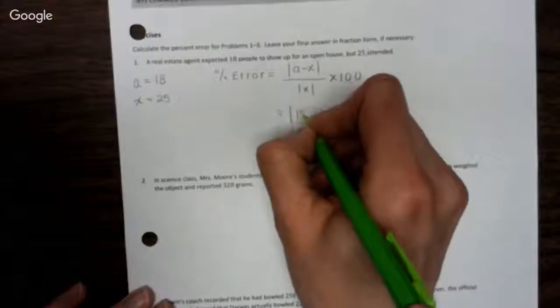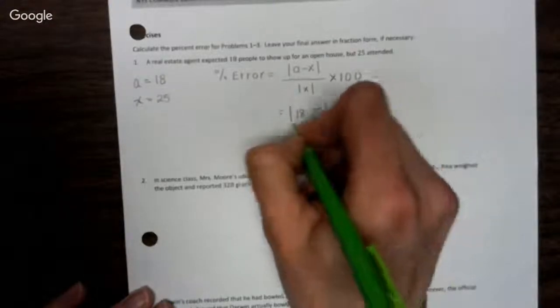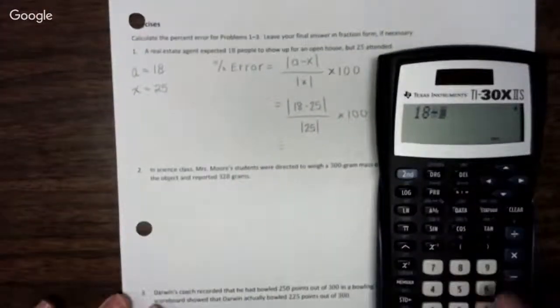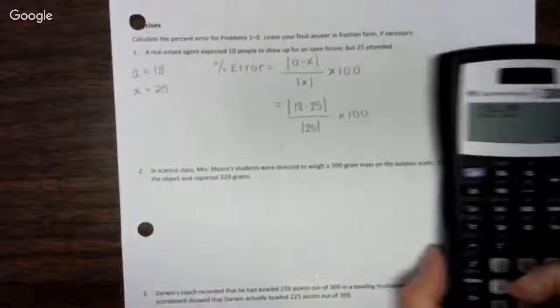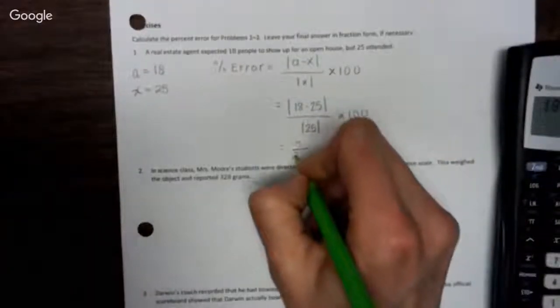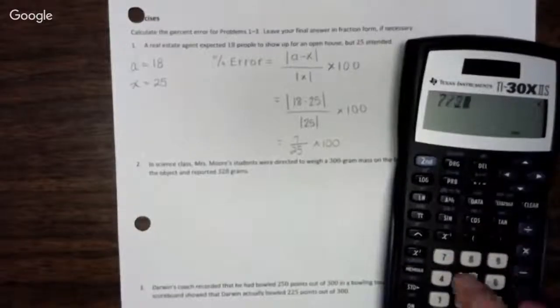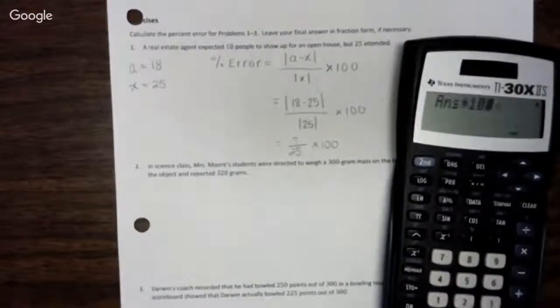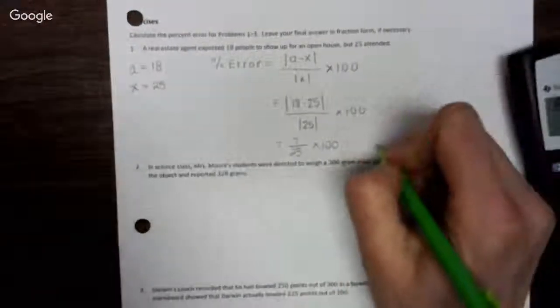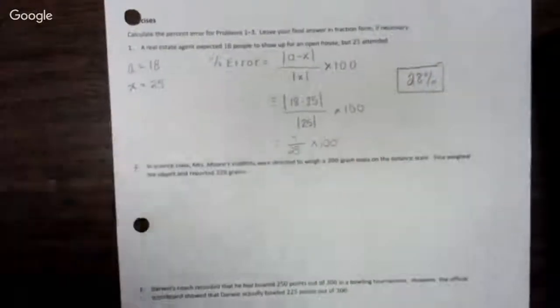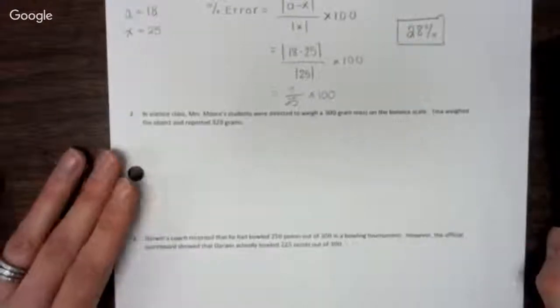So we have 18 minus 25 on the top over the absolute value of 25 times 100. So take your calculator. 18 minus 25 is negative 7, but the absolute value of negative 7 is 7. We're going to do 7 divided by 25 times 100 gives us 28% error. Now that's a pretty big error. 28% error is pretty large.